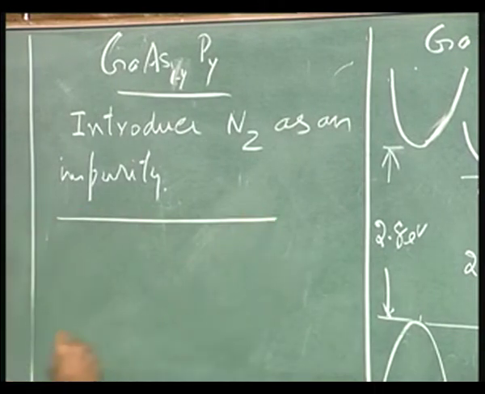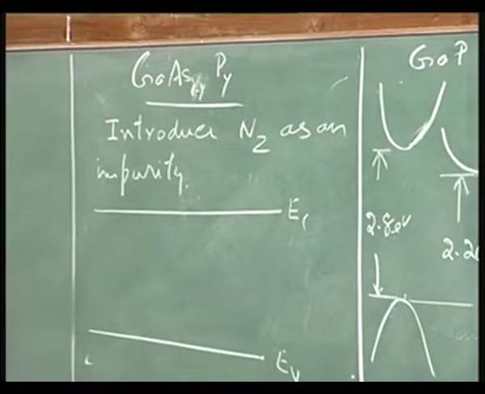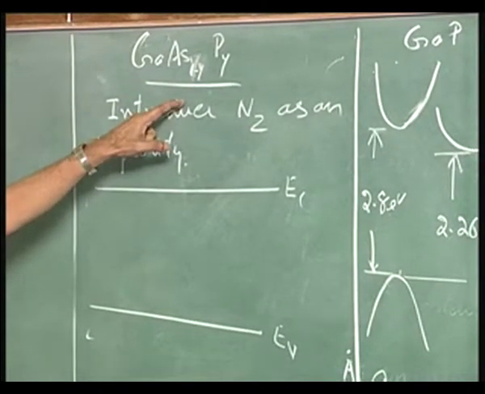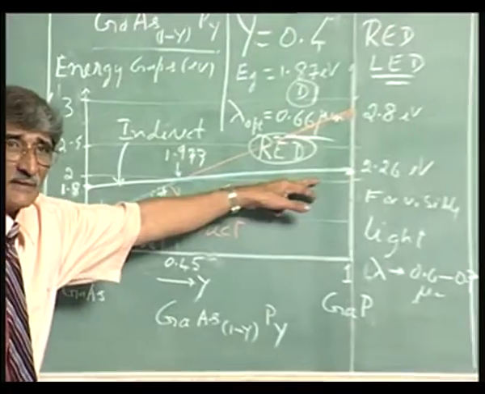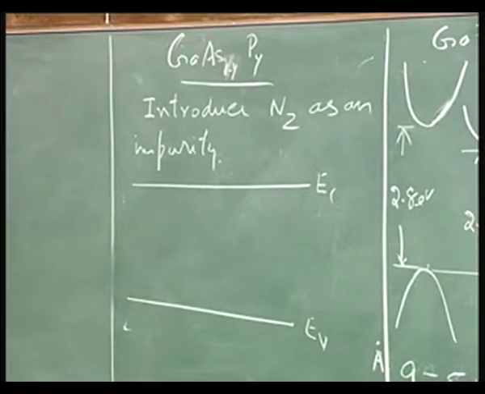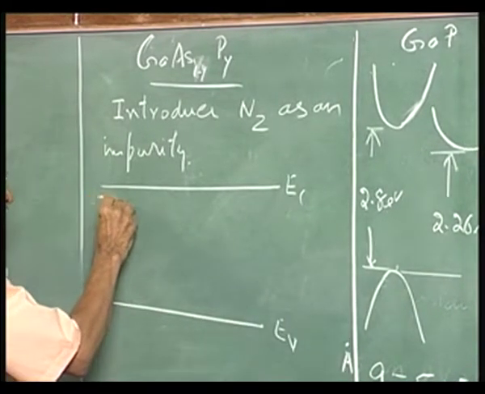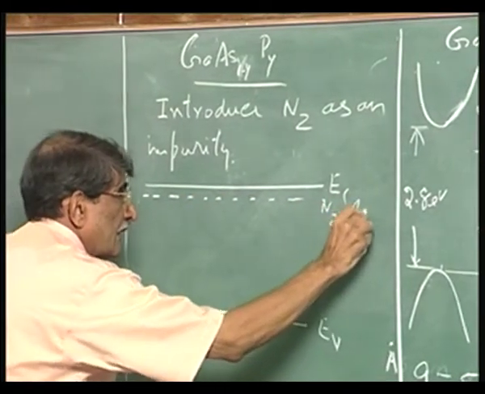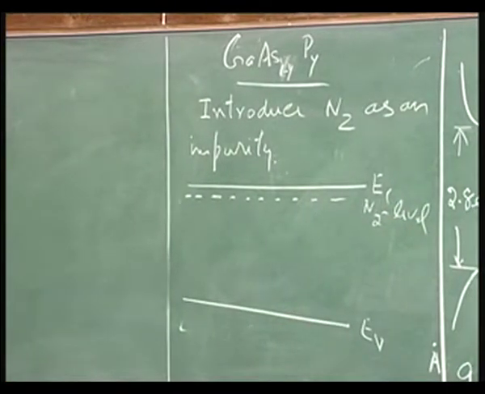Then what happens is EC and EV. If I vary Y, I vary this here. If I vary Y in this portion, it is an indirect band gap, I am varying that band gap. Now, I introduce nitrogen as an impurity, which introduces a level very close to here, the nitrogen level corresponding to the nitrogen impurity. Okay. Now, what will it do?